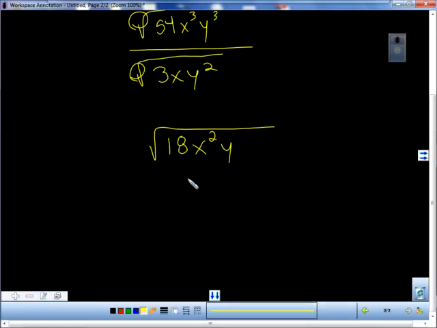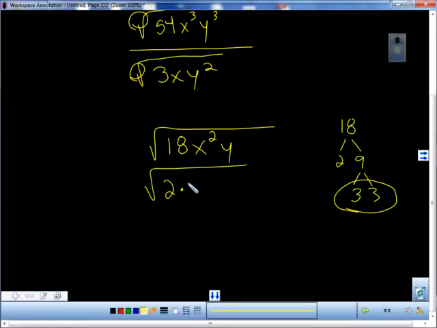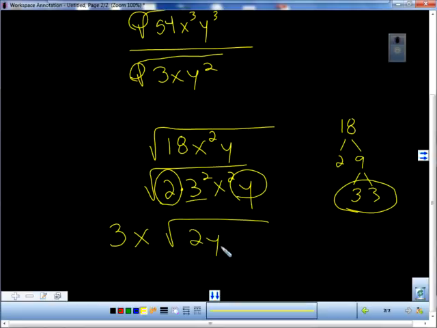All right, so now we need to simplify 18x squared y. So I'm going to use my factor tree for 18. So I have 2 times 9. 9 is 3 and 3. Since it's square root, I'm looking for pairs. I have a pair of 3's. So I have the square root of 2 times 3 squared, x squared, y. Can't take the square root of 2 evenly, so I'm going to leave the 2 alone. So I'm going to leave that underneath the root. Square root of 3 squared is 3. Square root of x squared is x. And the 2 and the y stay underneath the radical.